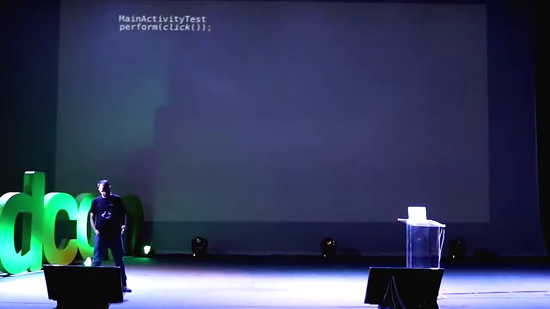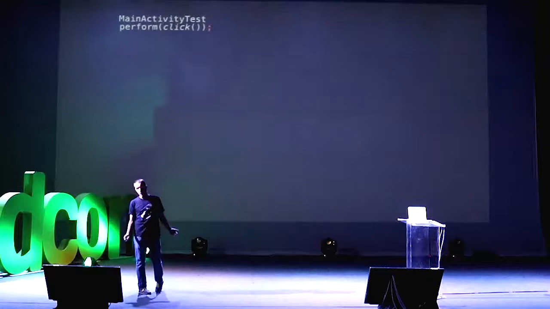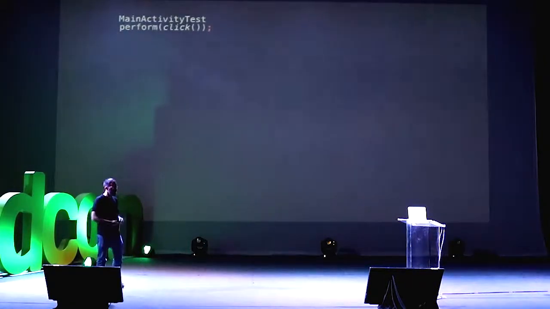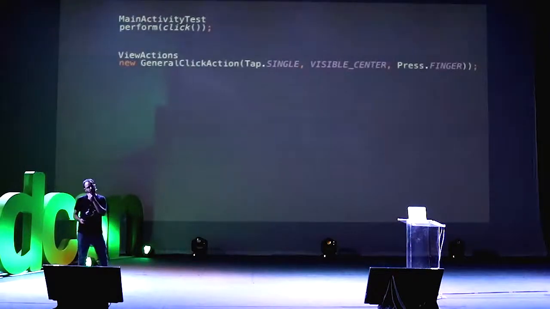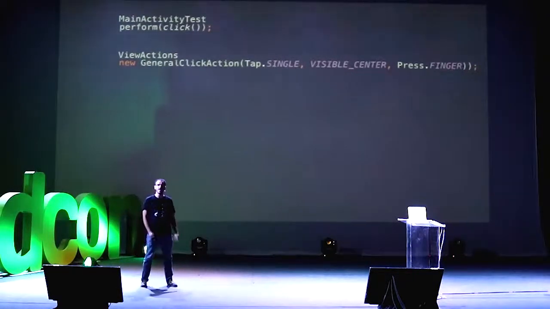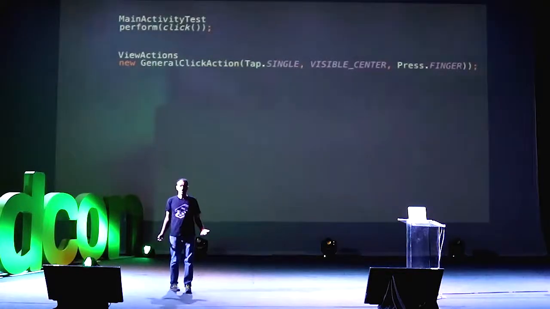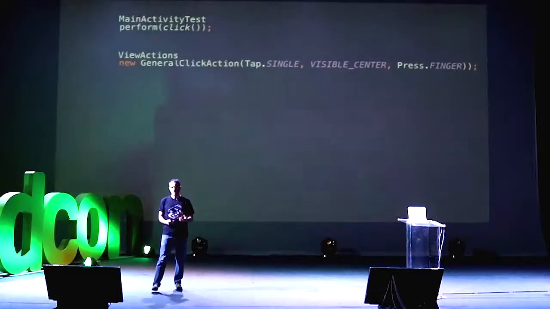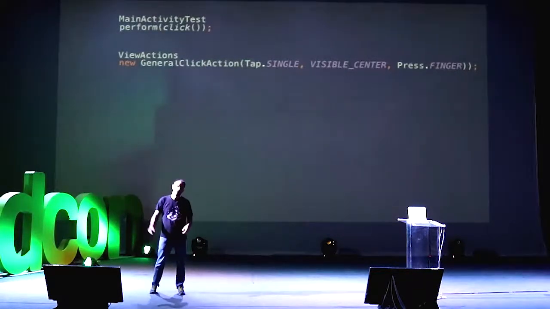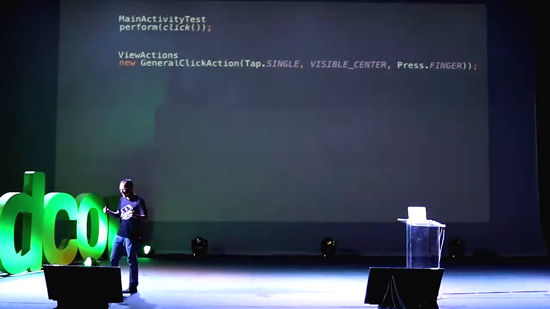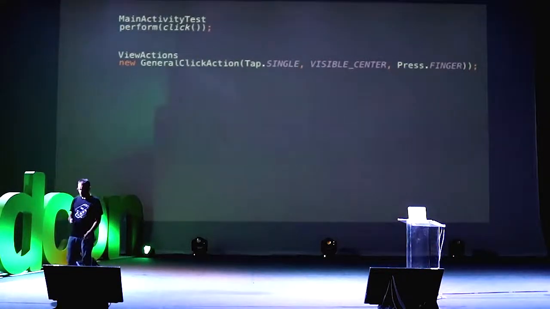Let's go deeper into this, and one of the more famous view actions is doing a click. If we follow the code, we can see that first we are performing the click, and this click goes to a ViewActions class. In this ViewActions class, we are using these general click actions. Of course, a click is only an abstraction of one action, and if you do a long click, you have different actions. So there is one class in Espresso that tries to simulate these actions by code.